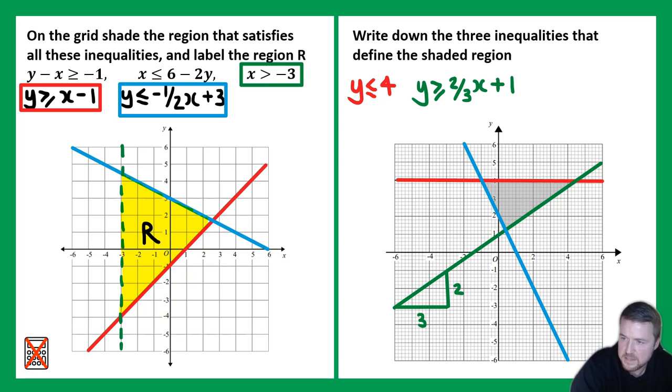Lastly, the blue line has a rise of negative 2 and a run of 1. Therefore the gradient is negative 2, and y is equal to negative 2x with a y-intercept of positive 2. Since the shaded region is above the blue line, and it is a solid line, it will be when y is greater than or equal to negative 2x plus 2. Therefore the shaded region is defined by these three inequalities.